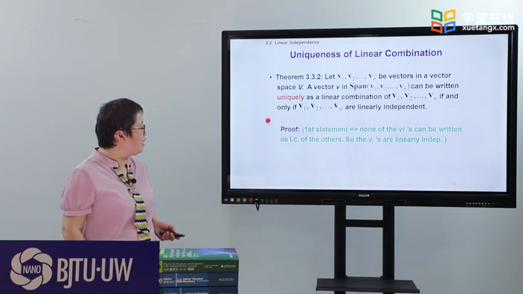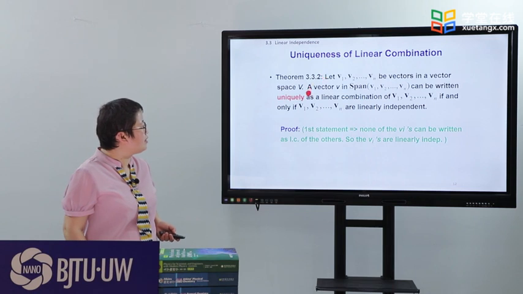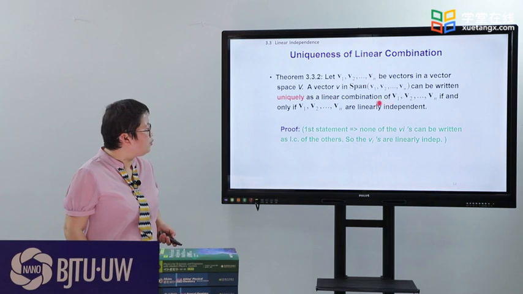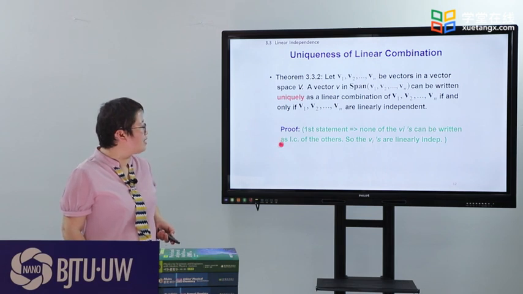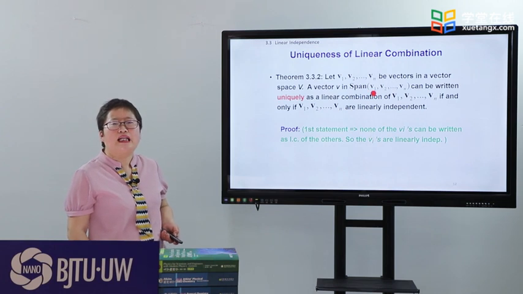The proof is easy to follow. If it can be written uniquely as a linear combination of V1, V2 till Vn, this means none of the Vi's can be written as a linear combination of the others. So the Vi's must be linearly independent.